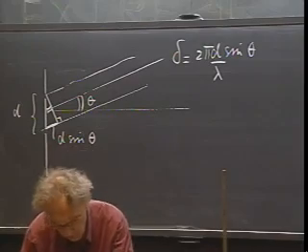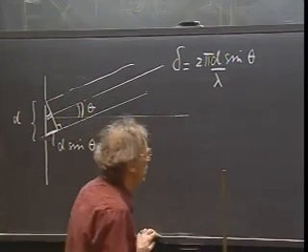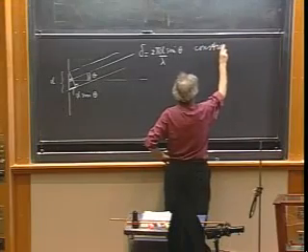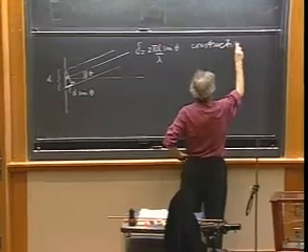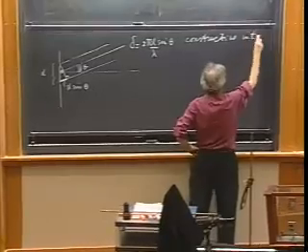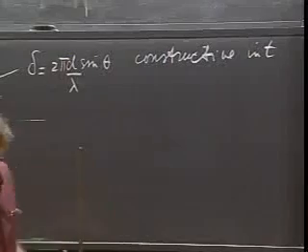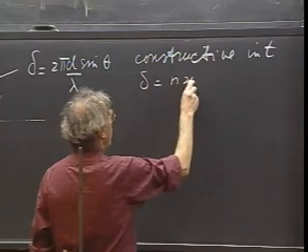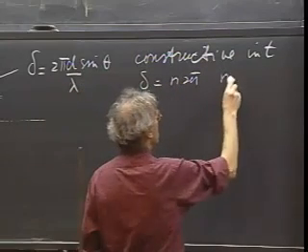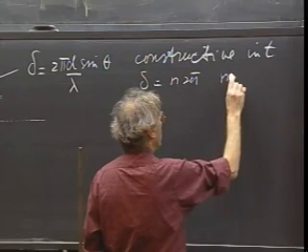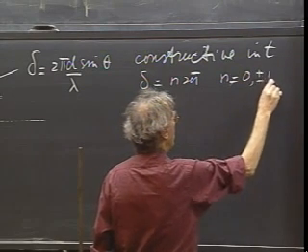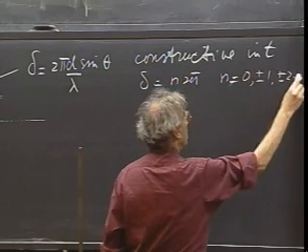And so now I can set the condition for constructive interference. What I want is, I want delta to be a multiple times 2 pi. So again, I already wrote that down earlier, but I will do that again. N can be 0, it can be plus or minus 1, it can be plus or minus 2, etc.